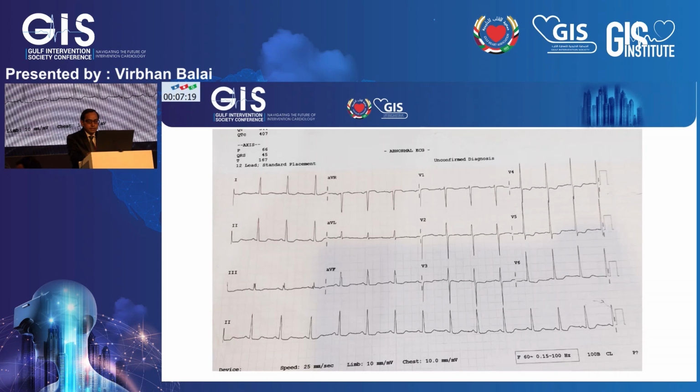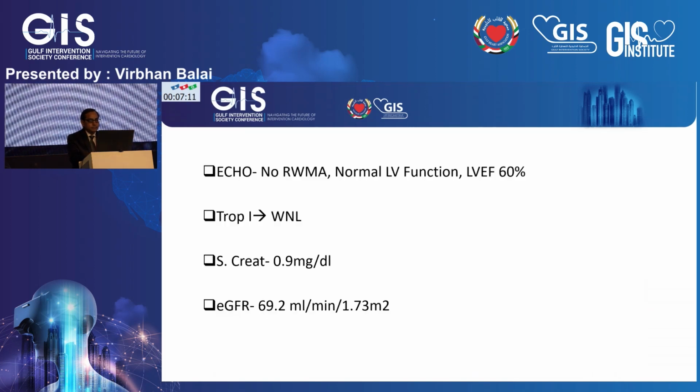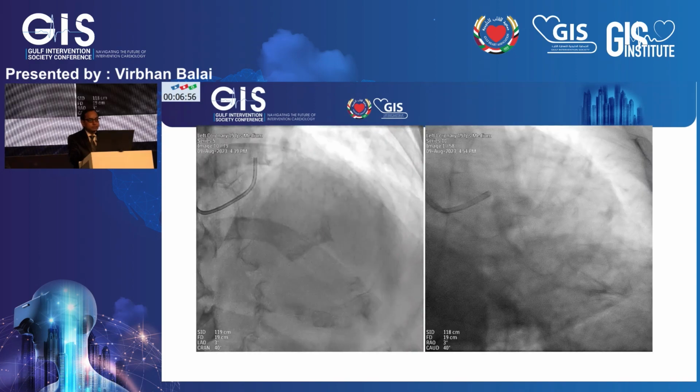And this was her ECG obtained in the triage at the time of presentation, which showed ST depression in the inferior leads and in V4 to V6. But her echo done at the bedside showed normal LV function with no regional wall motion abnormality, and her LVEF was around 60%. Her troponin I was normal. Her serum creatinine was 0.9, and her GFR was around 70.